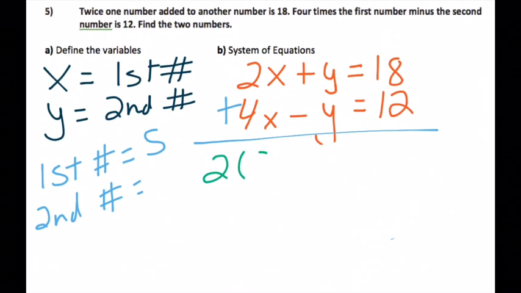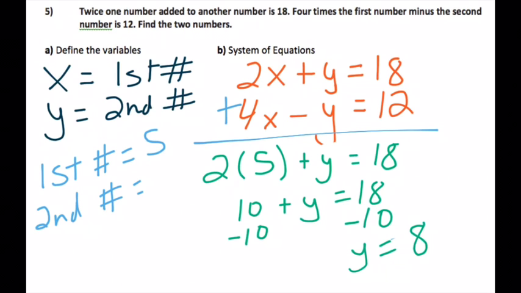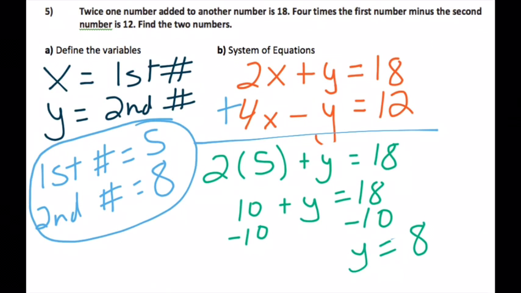2 times x, which is 5, plus y equals 18. So 2 times 5 is 10, plus y equals 18. Subtract 10 from both sides, and we get y equals 8. So now we know that our second number is 8. So there's the answer to our system there. And since there is one solution, it's going to be consistent and independent.